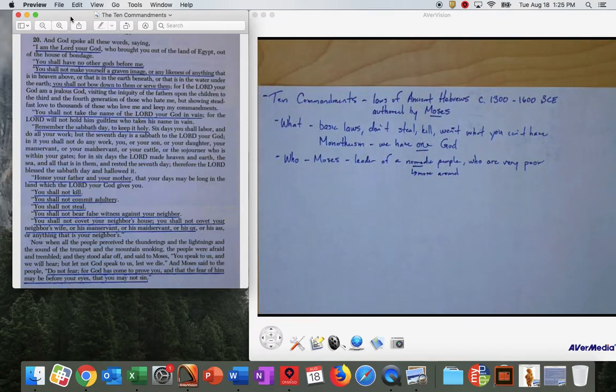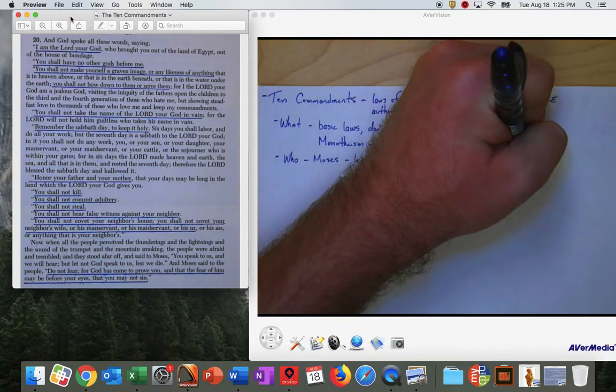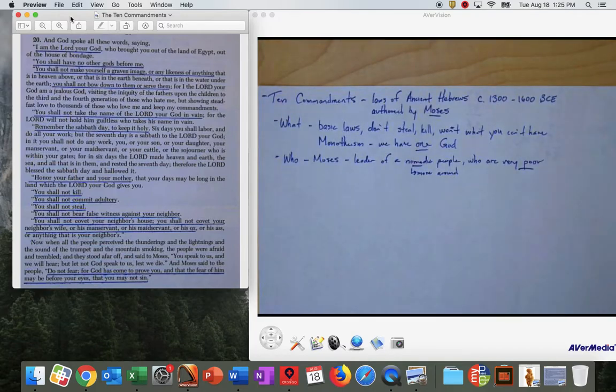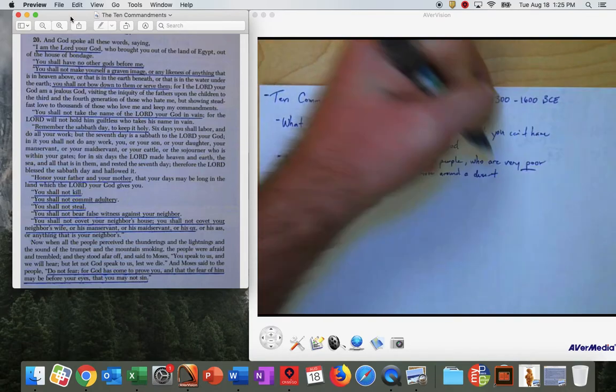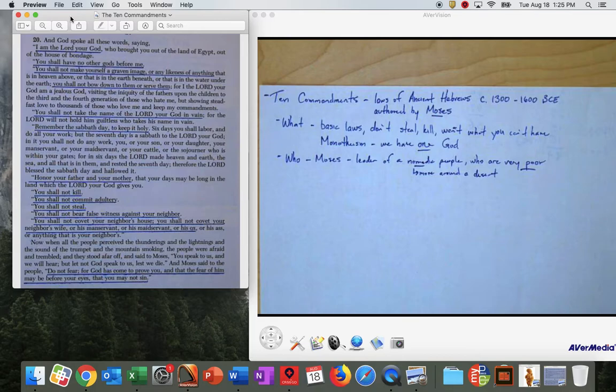It's also probably pretty important to reiterate the point that these people are very poor. It probably also doesn't hurt to say that they're moving around a desert. So they don't have much, and there's not much around them. Even today, the desert where they are wandering around in the Sinai Peninsula is still pretty barren. This is not a good place to be wandering around.